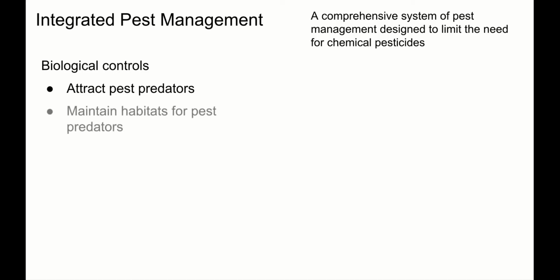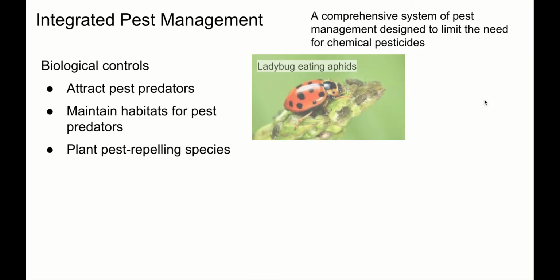So I'm going to go through a bunch of examples of different things that could be used in integrated pest management, divided up into categories. So the first category of things that we can do to control pests without pesticides is our category of biological controls. This includes things that attract pest predators, so that we have predators that will eat the pests and prevent them from eating our crops, maintaining habitats for our pest predators, and planting pest-repelling species. So let me give you some examples.